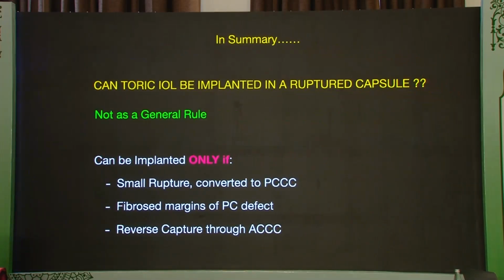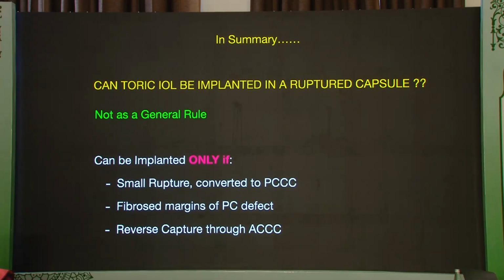So I think to sum up, can you put a toric IOL once you have a ruptured capsule, or can you leave it in if you already put it in and it ruptured? As a rule, for a general thing, I don't recommend that. So please don't take this message that in every PCR go ahead and put a toric IOL. That's not a general rule.